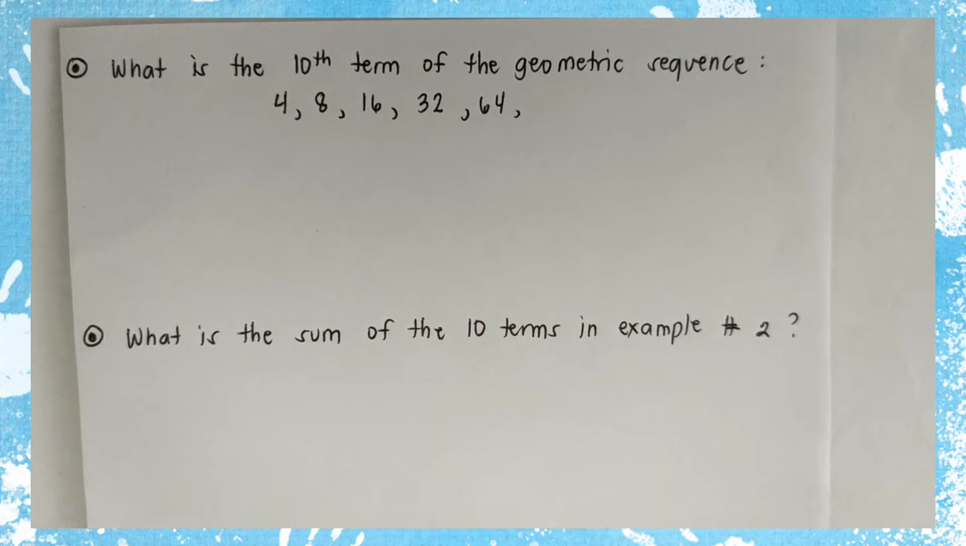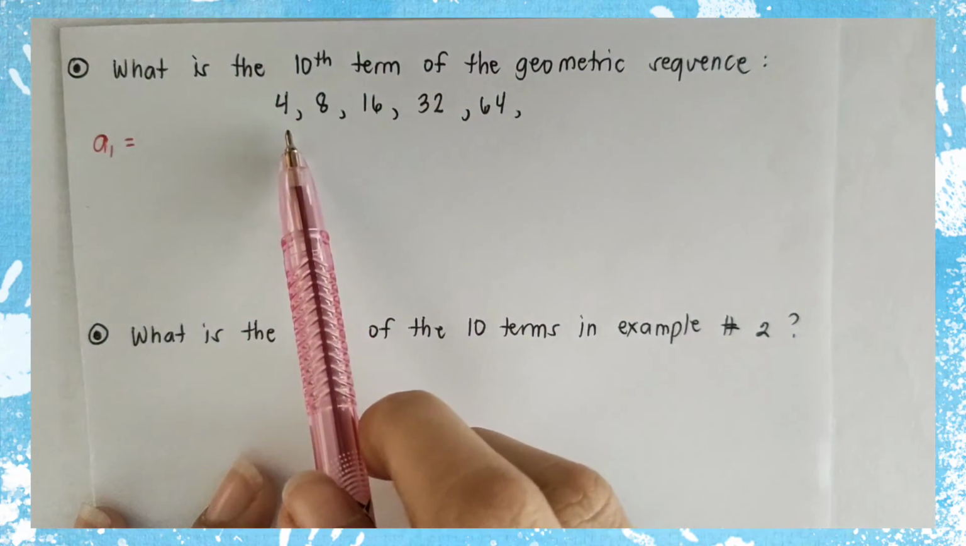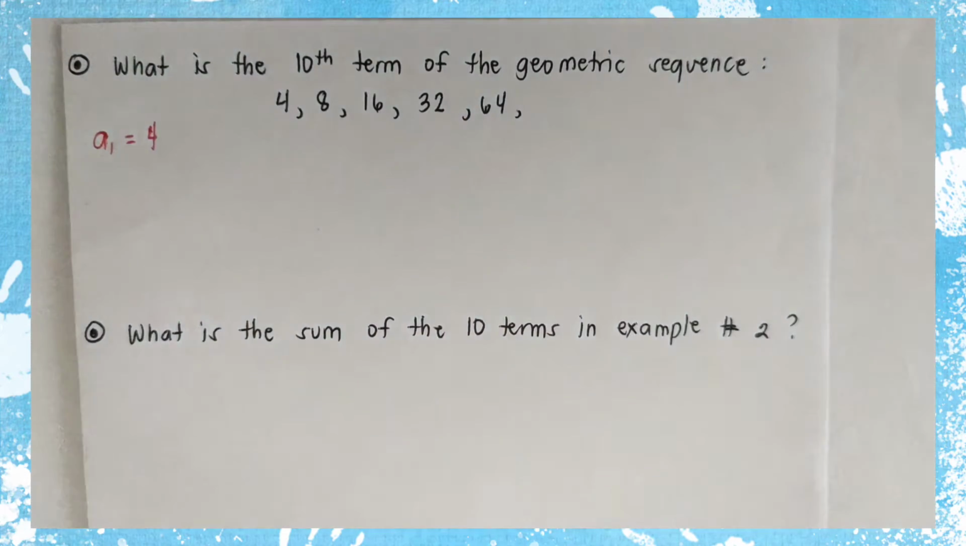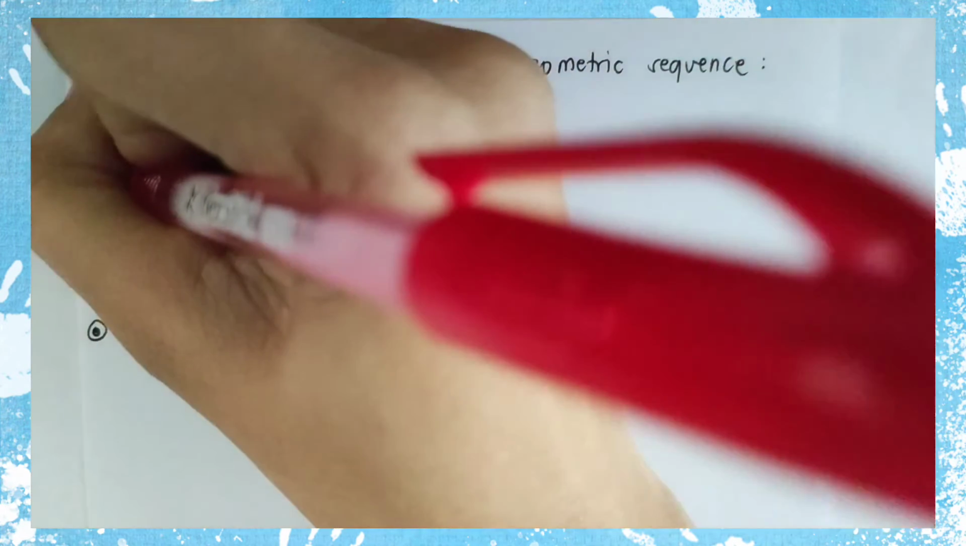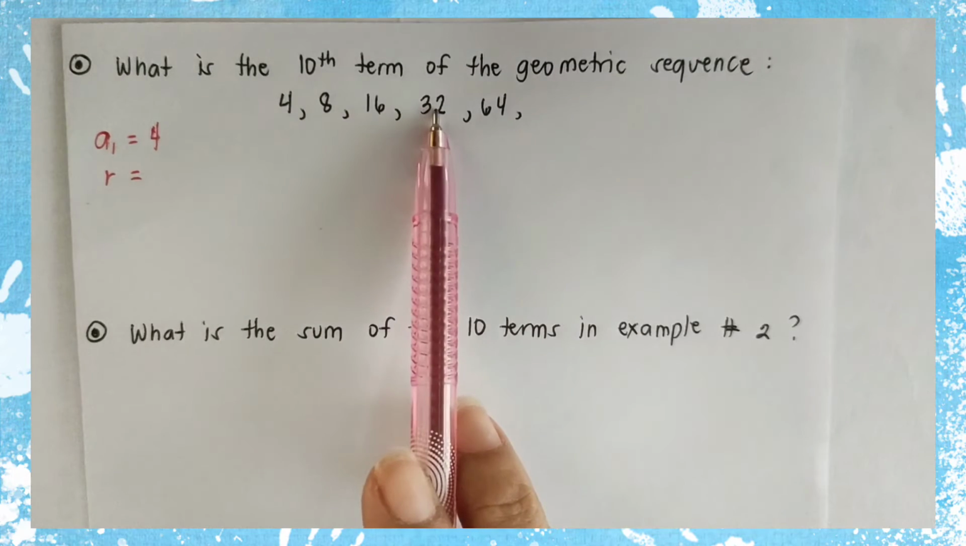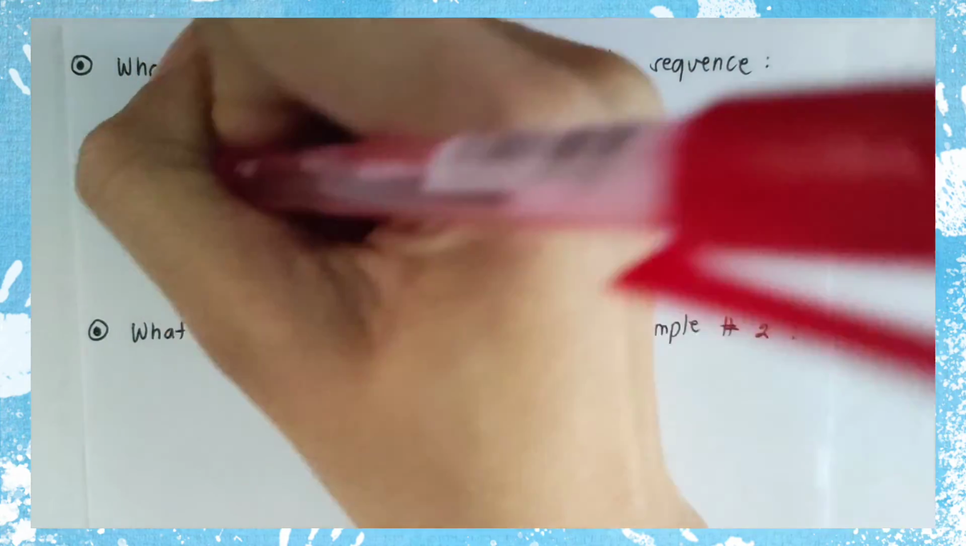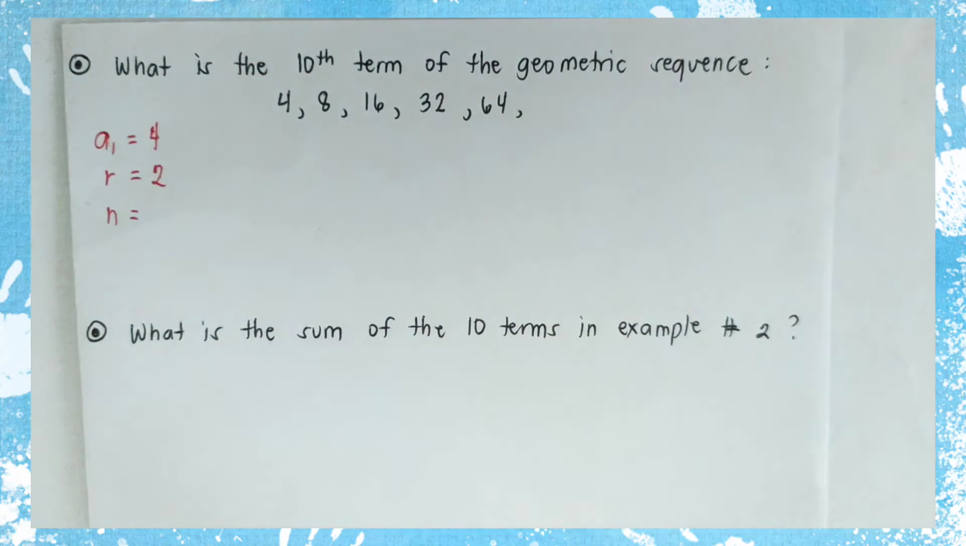Next, what is the 10th term of the geometric sequence 4, 8, 16, 32, and 64? Same procedure. Let us write first the value of our first term, or a sub 1. A sub 1 is equal to 4. Next, what is our common ratio? The common ratio is 8 divided by 4 is 2, 16 divided by 8 is 2, 32 divided by 16 is 2, 64 divided by 32 is 2. So our common ratio is 2. And then our n is 10.